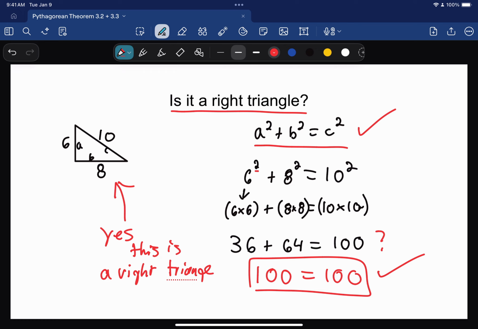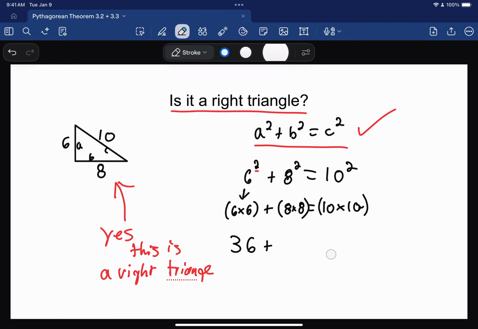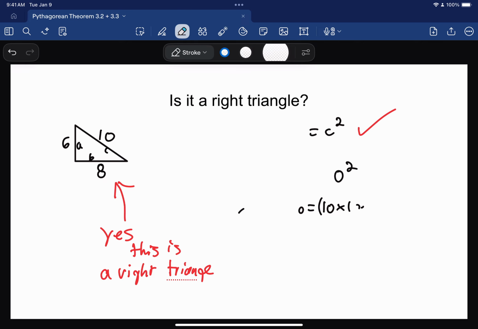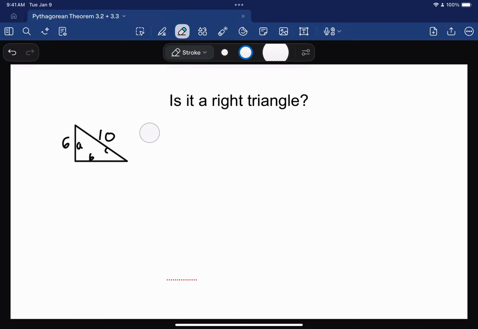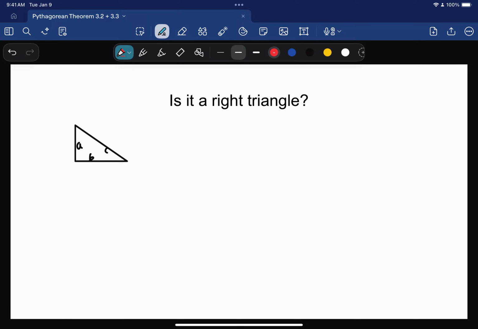Okay, so let's try another one and see if we can figure the next one out. That will be what we're covering in number 1. So let's leave our triangle. Okay, let's get some new numbers. If they gave us the numbers 9, 17, and 25 as the side lengths, let's test this out again.